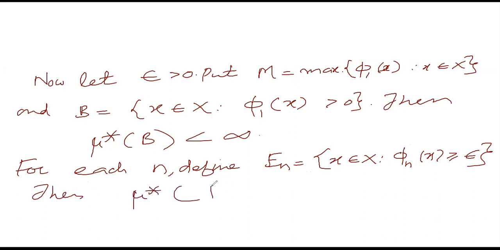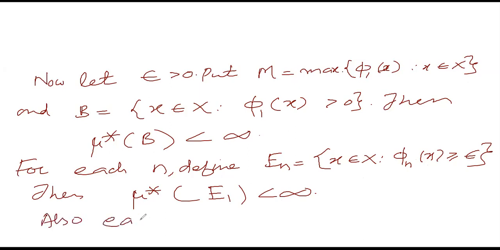This is again finite by the definition of step function, because it's the union of sets of finite measure, and it's obviously a finite union, because phi 1 is a step function, so it has only finitely many values. So there are only finitely many values for which phi 1 of x is greater or equal to epsilon. So mu star of E_1 is finite.